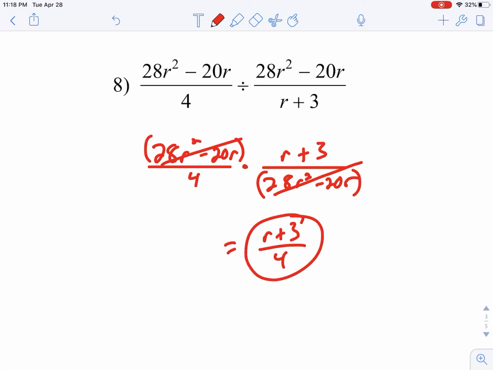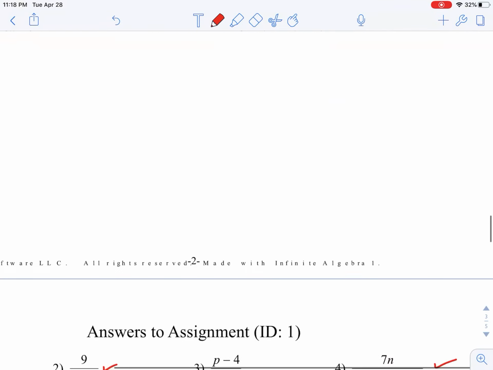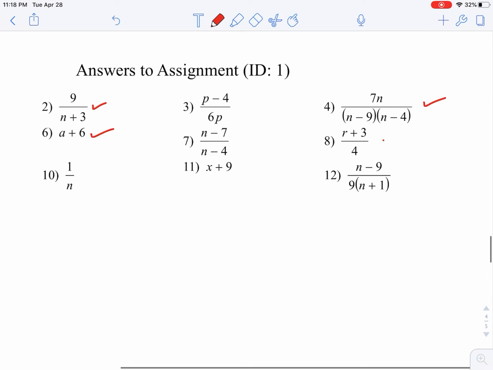So on that one, we could save some of the work of factoring because there's already identical numerator and denominator. The whole things cancel anyway. So number 8 should be r plus 3 over 4. R plus 3 over 4 right there.